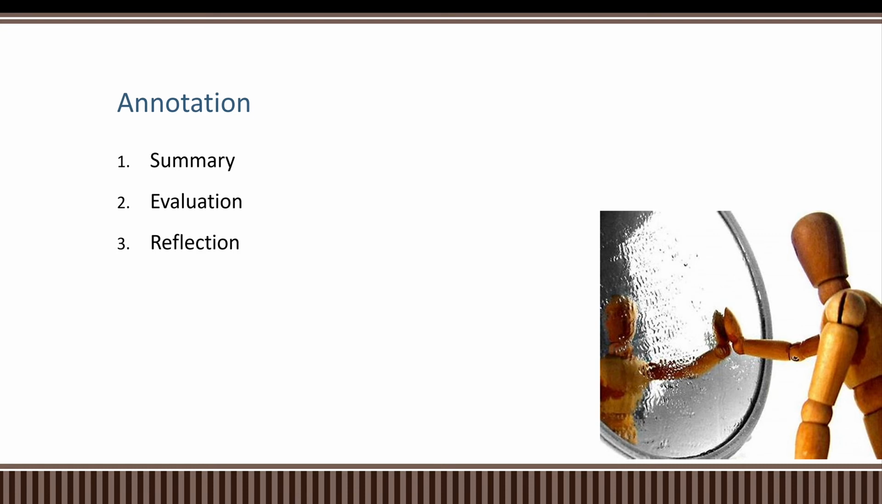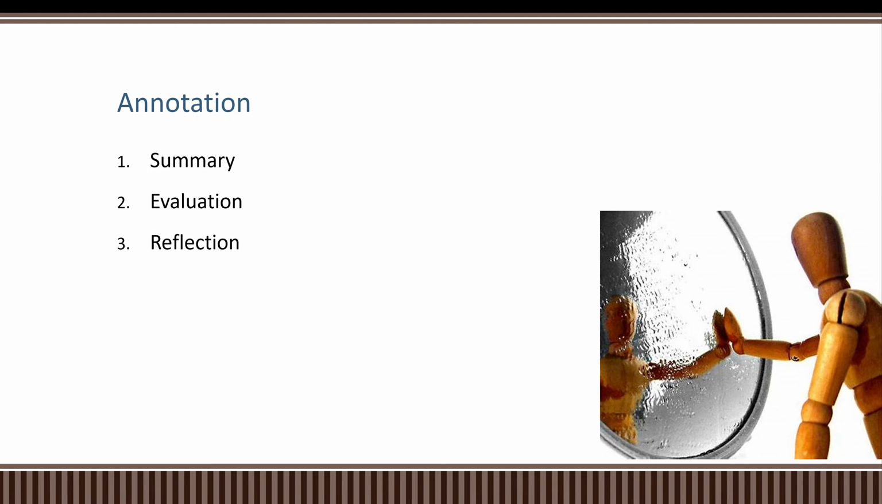Your second paragraph is the evaluation. Now you will assess it. You'll evaluate it. Is it a useful source? How can it be valuable to you? How does it compare with other sources in your bibliography? Is the information reliable? Is this source biased? Is it objective? What is the goal of this particular reference? That's your second paragraph, the evaluation of the reference.